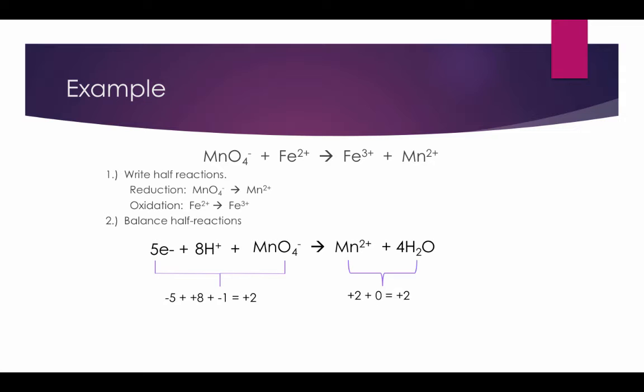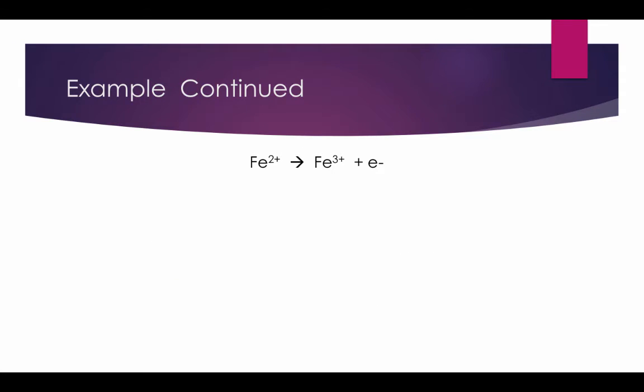Repeating this process for the iron half reaction, we see that the non-oxygen and hydrogen elements are balanced with 1 iron on each side. There's no oxygen or hydrogen to balance, so we simply need to move on to charge. We had a +2 charge on the left and a +3 charge on the right, so I added 1 electron to make both sides +2.